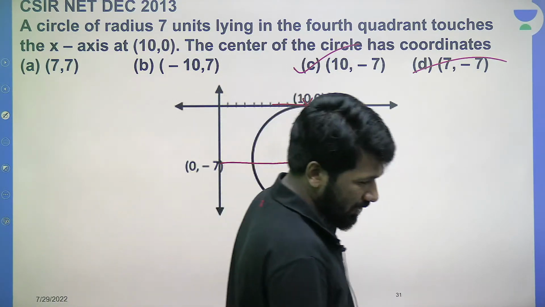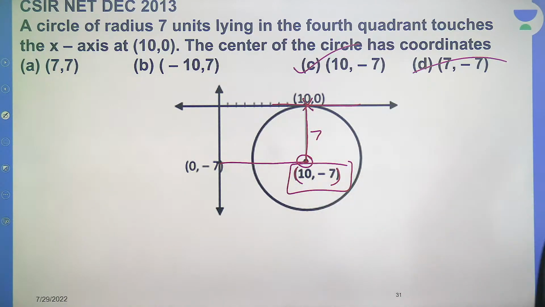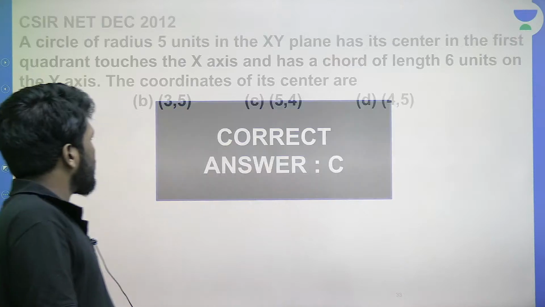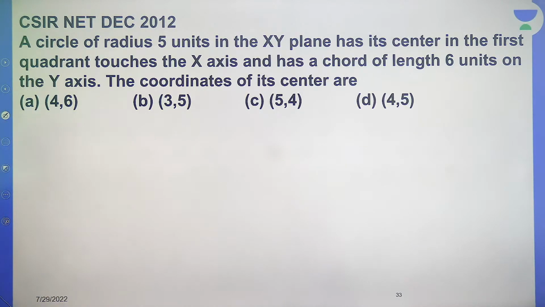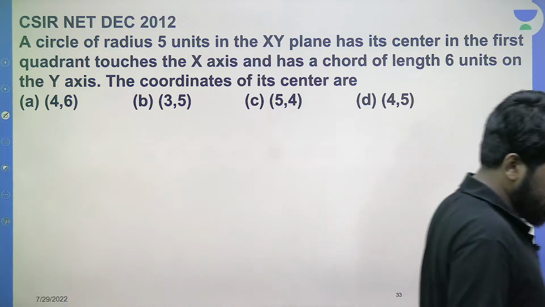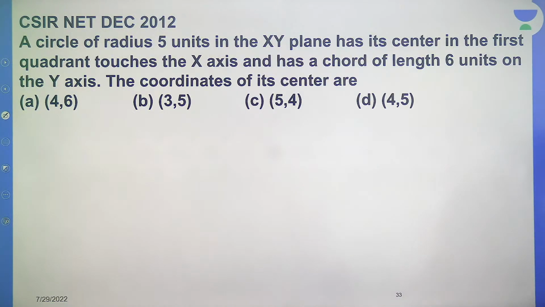All of you clear? Very simple question, no? You understood it. This is a very simple question. If it is clear, I'll show you another question. Try this carefully. A little more complicated question related to circles. Make a try, all of you.